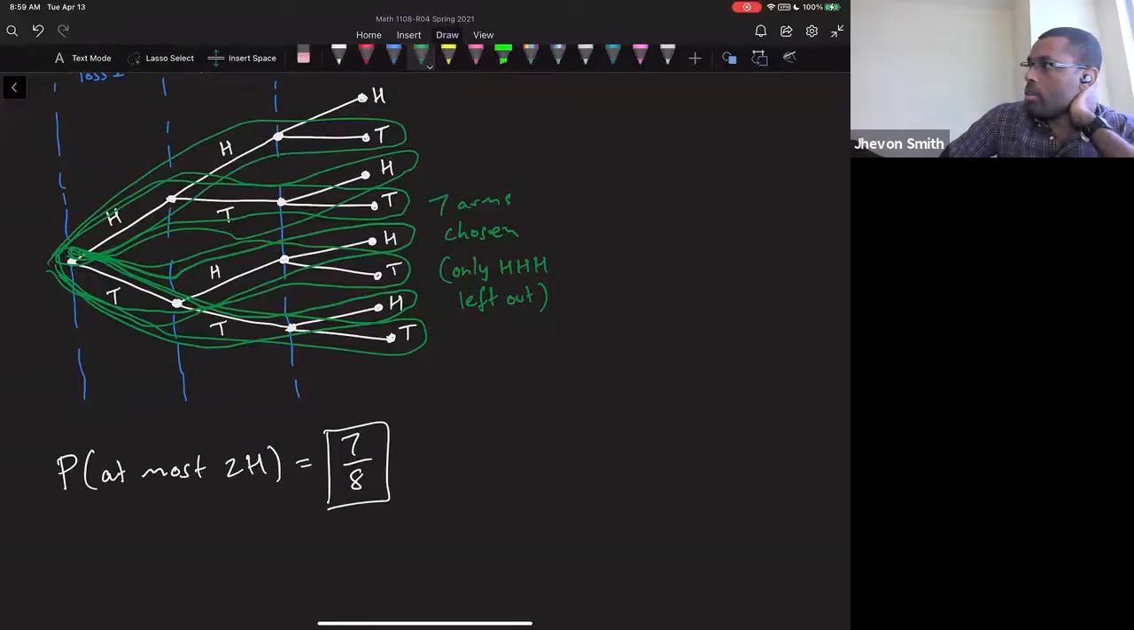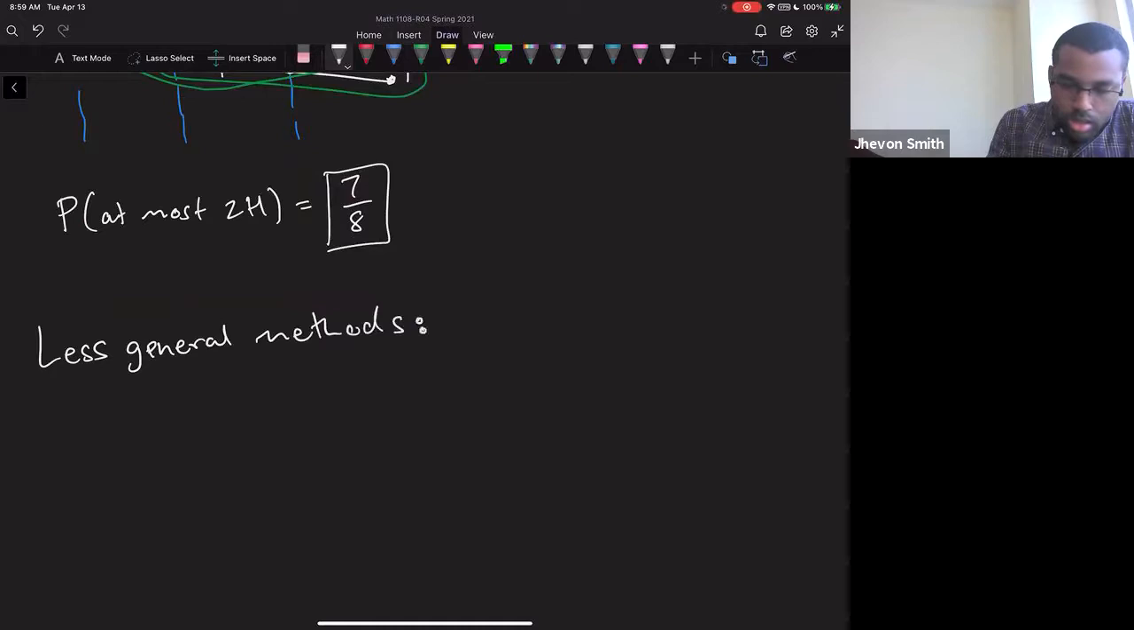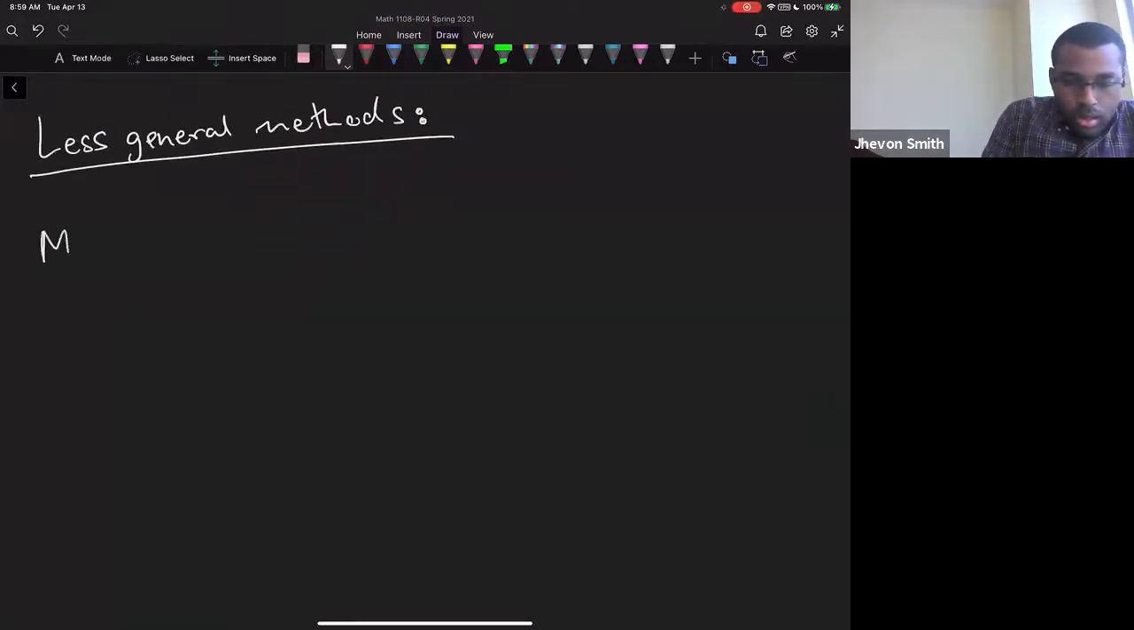For the other methods, now for the less general methods, so method 3, there are tons of ways you can do this. You can do this by the slots method.